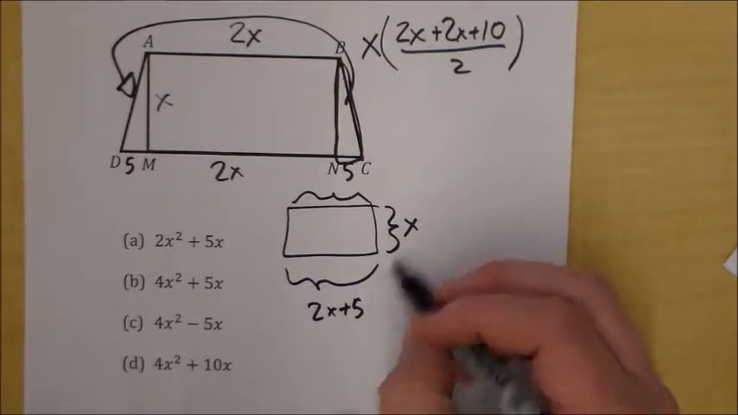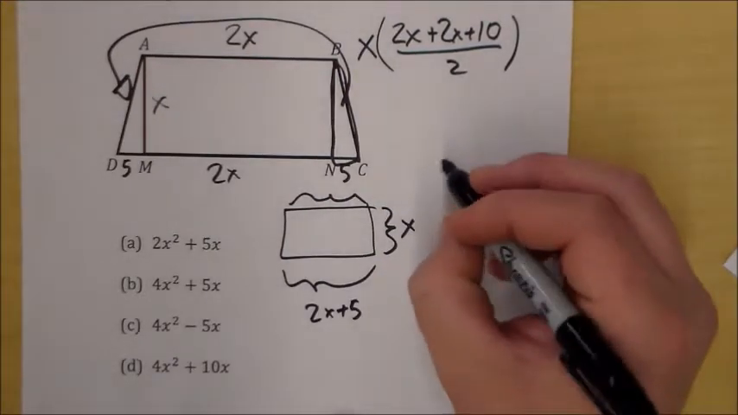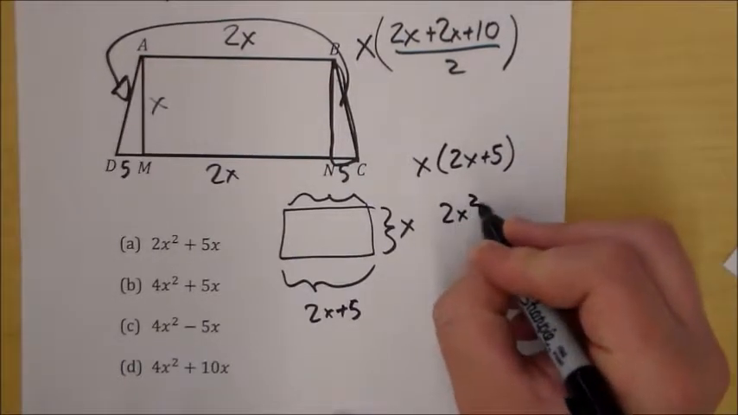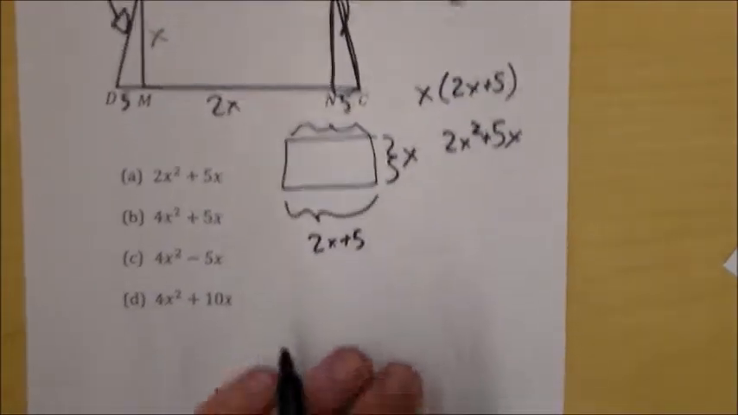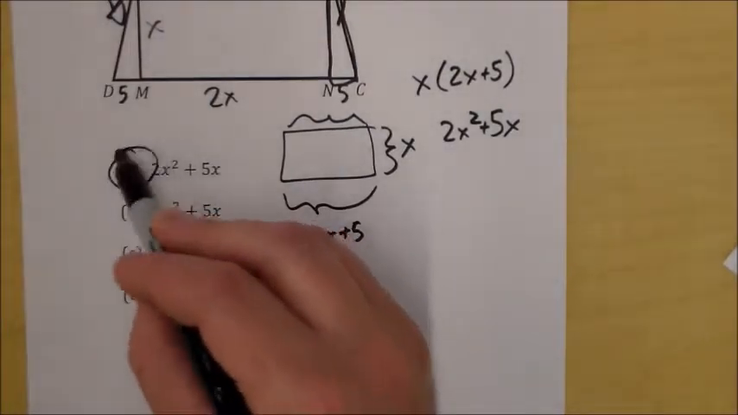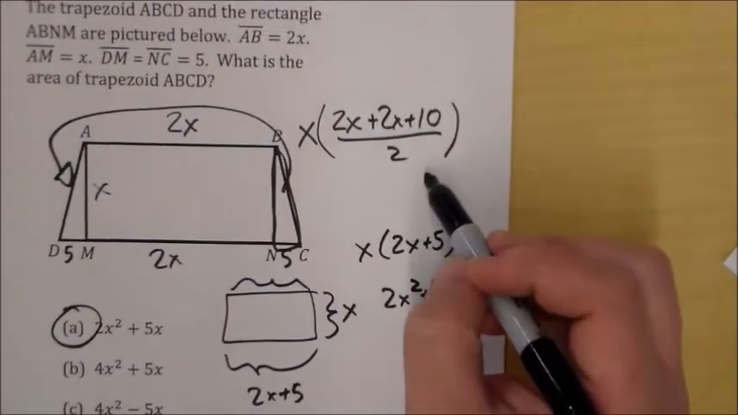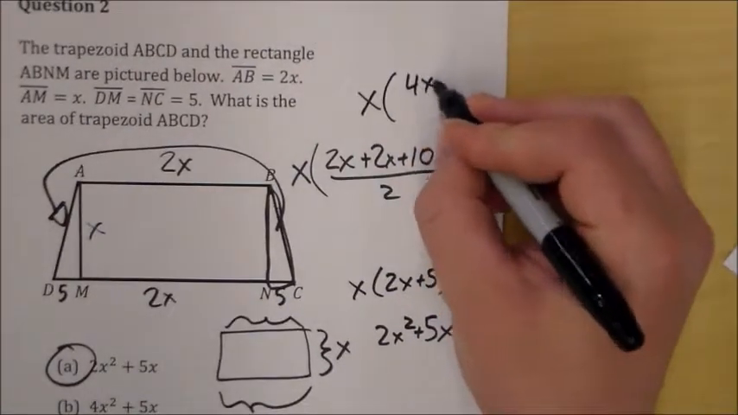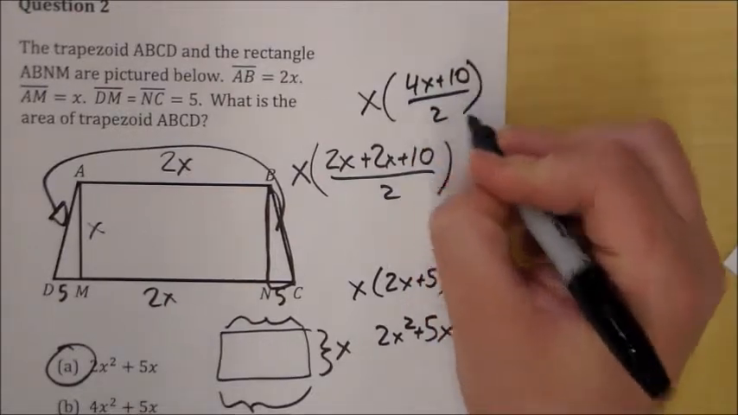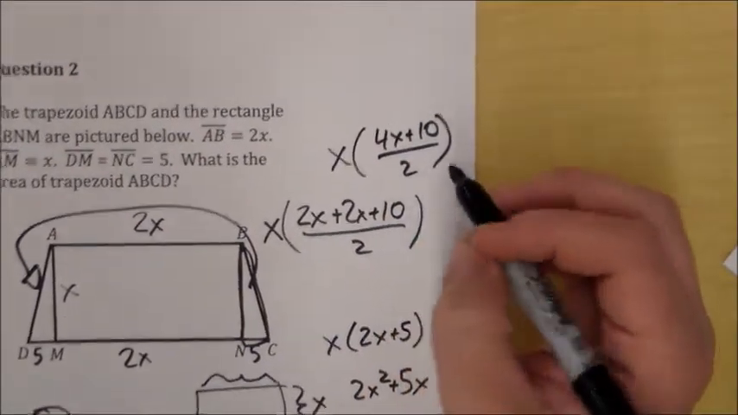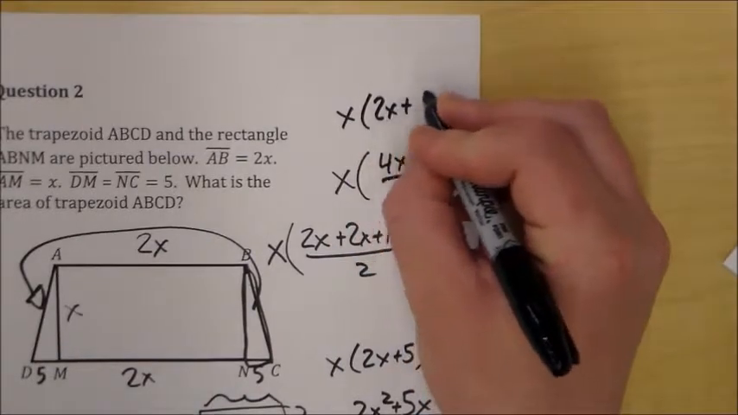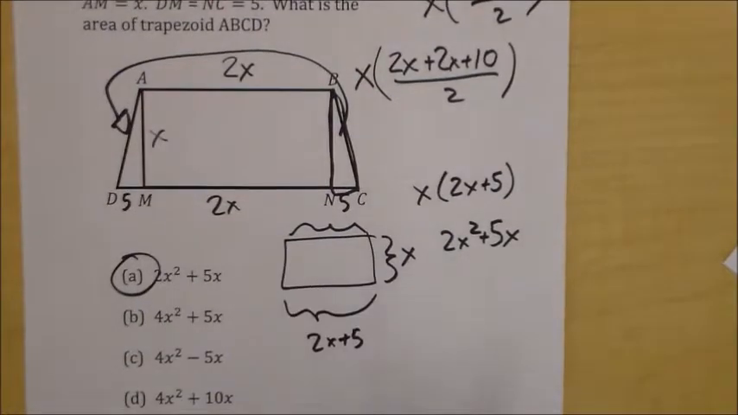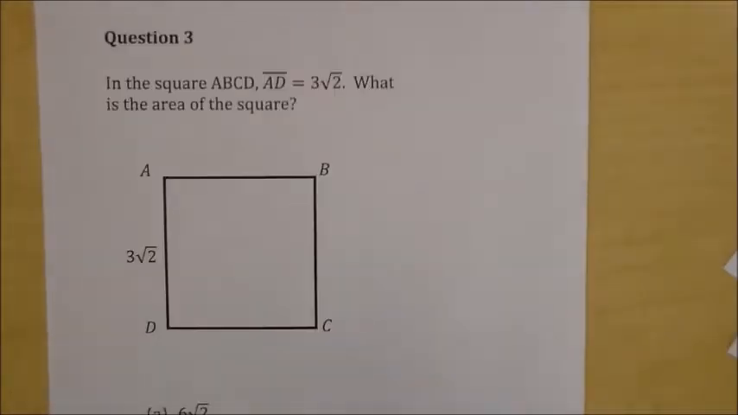All right, either way we do it, we're going to get the same answer. It's going to be x times 2x plus 5, which is 2x squared plus 5x. So 2x squared plus 5x is our answer. If you do it over here, it's the same thing. You get x times 4x plus 10 over 2. You divide both of those terms by 2 and you get x times 2x plus 5, which looks pretty familiar to the answer down there. And our answer is going to be A. We're good to go.